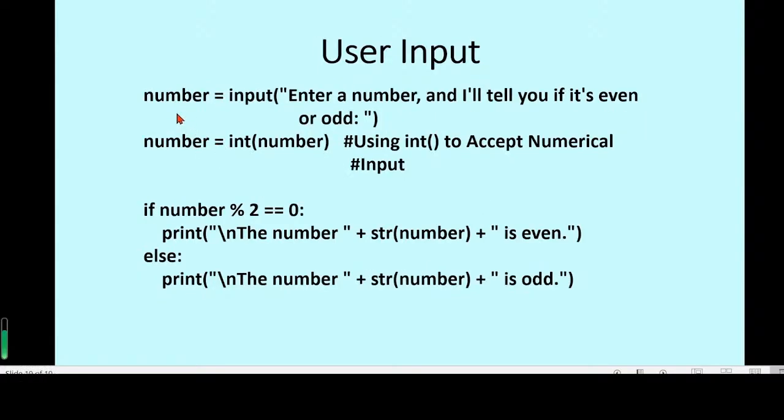The following program will tell if the input value is even or odd using the modulo operation. So the user will input something according to this prompt, enter a number, and I will tell you if it's even or odd. Then use the int function to change this number into a numerical variable. Then we can use an if statement to test if the number modulo 2 is 0. If modulo 2 is 0, then this number is an even number and will print the is even information. If not, then this number is an odd number.